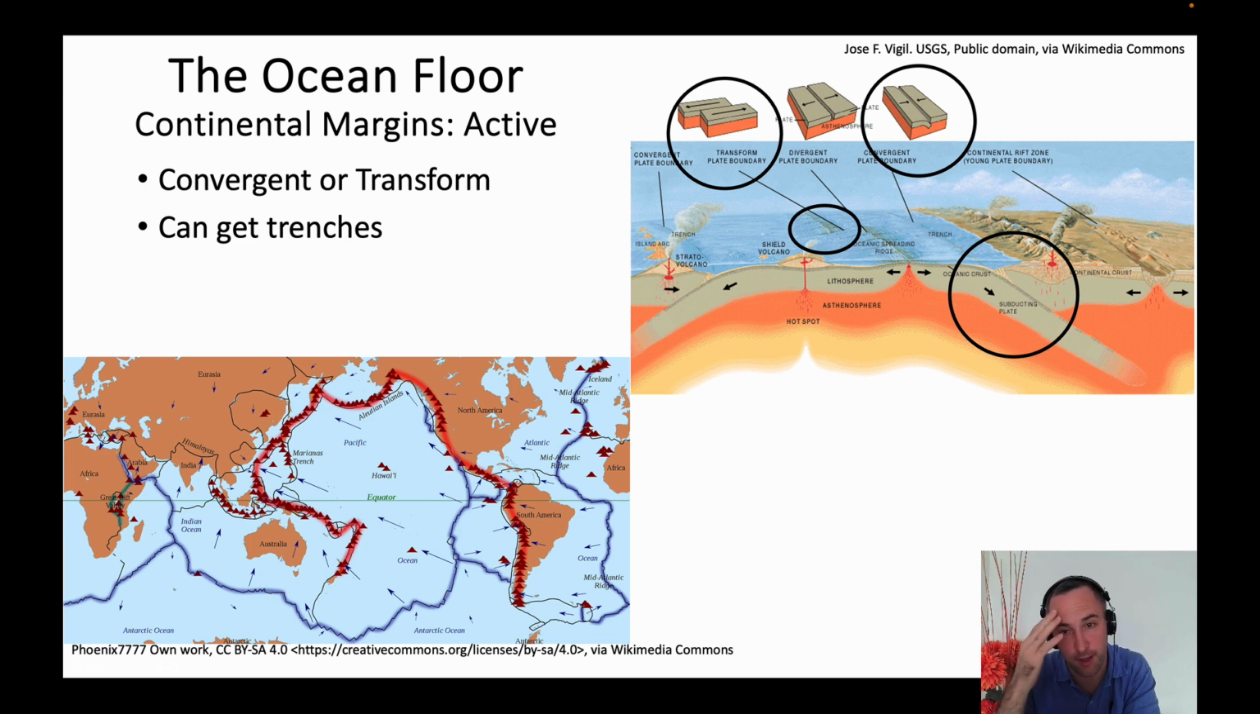But thinking back, okay, we've got an active margin. This is where, rather than the result of a divergent plate boundary like we saw in the mid-ocean ridge, we have a transform plate boundary like you have here in California, where this is moving up to the northwest, or a convergent boundary like where the Nazca Plate is going under South America. You get very active volcanic activity and very active geologic activity.